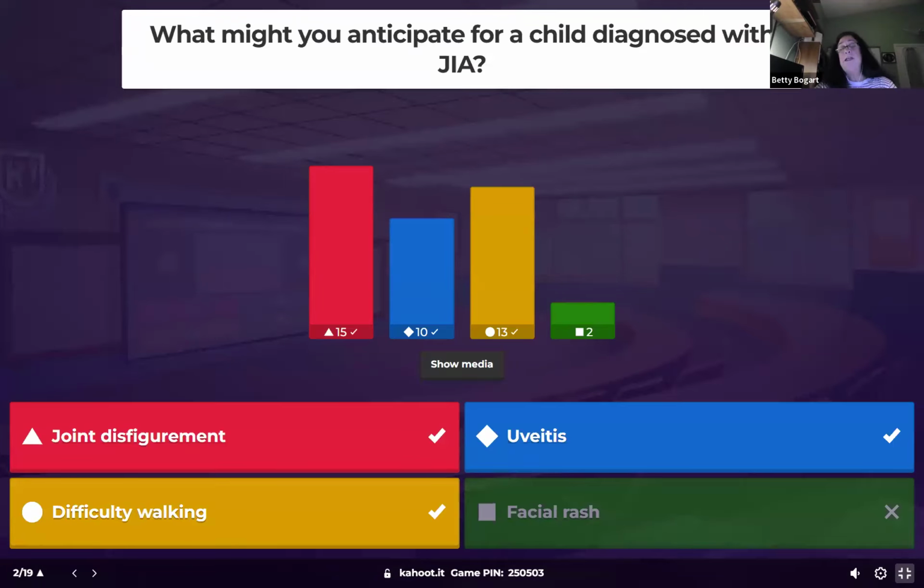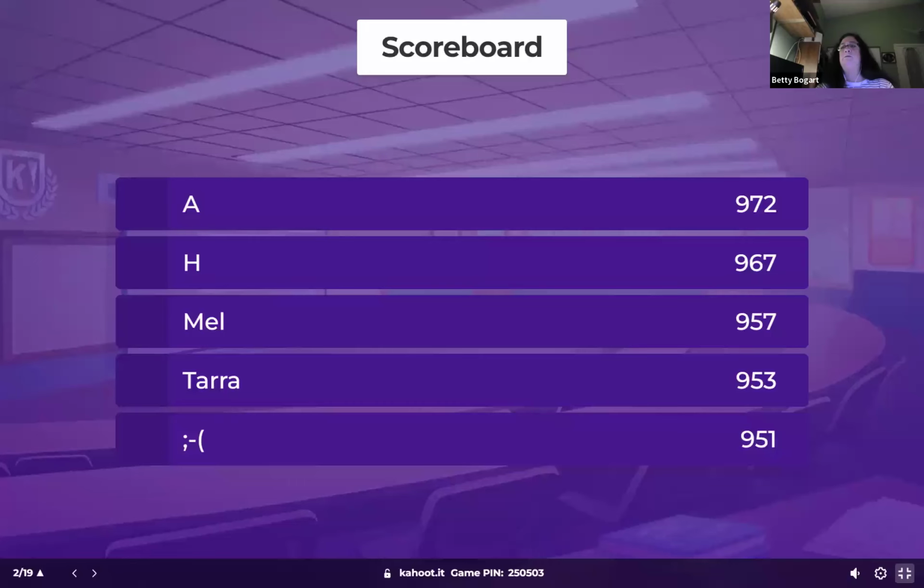So facial rash is lupus. It is not rheumatoid arthritis, okay? You're worried about joints, walking, and uveitis. Remember that, right? Those big red eyeballs.